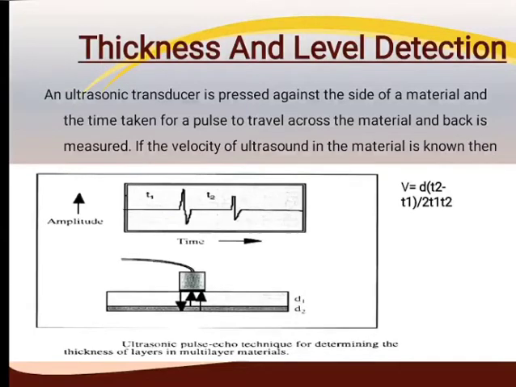Thickness and level detection. An ultrasonic transducer is pressed against the side of the material, and the time taken for a pulse to travel across the material and back is measured. If the velocity of ultrasound in the material is known, then you can see here the ultrasonic pulse echo technique for determining the thickness of the layer in multiple materials.